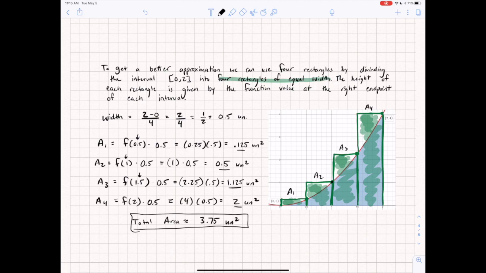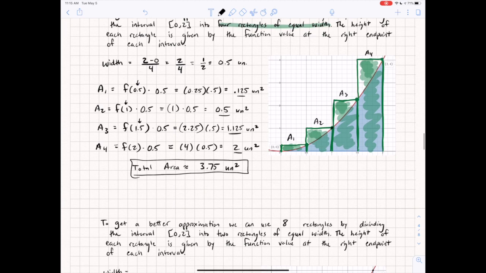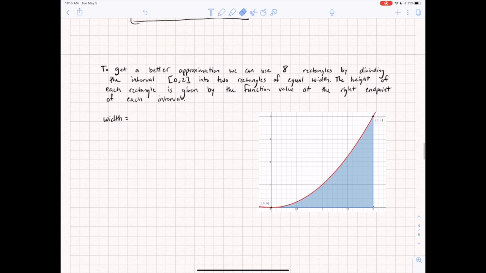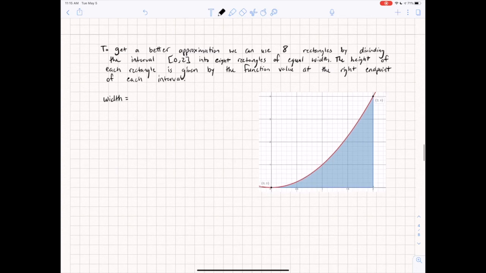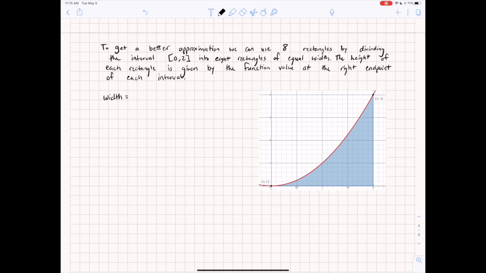All right, well, what would be better than 4? Because again, I've got some overestimates here. Well, let's double the amount of rectangles. So let's go to 8 rectangles. Again, it looks like I was copying and pasting these directions, so I forgot to put that in there. So this time, let's do 8 approximating rectangles and see what we get. So the width of each rectangle, again, my overall interval is from 0 to 2, so that's a length of 2. I'm going to divide this by 8 because I want 8 equal rectangle widths. So this would be 2 over 8, or 1/4. I'm going to use the decimal, which is 0.25.